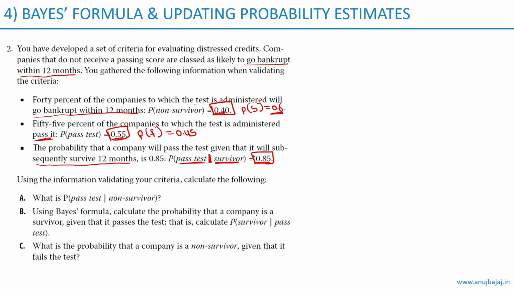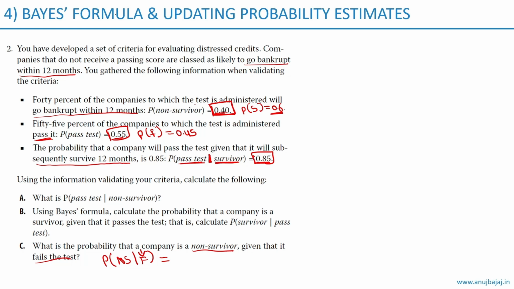Let's look at the third question. What is the probability that a company is a non-survivor given that it fails the test? So we are required to calculate the probability of not surviving given it has failed the test. So it is the probability of the event given the information. So we need to use the Bayes formula. Earlier we found out the probability of a company not surviving was 40%. Now given the new information that the company has failed the test, what is the probability of not surviving?